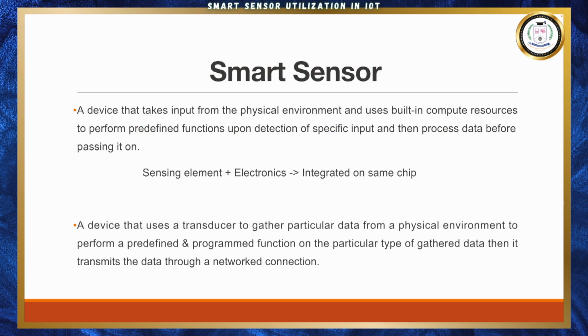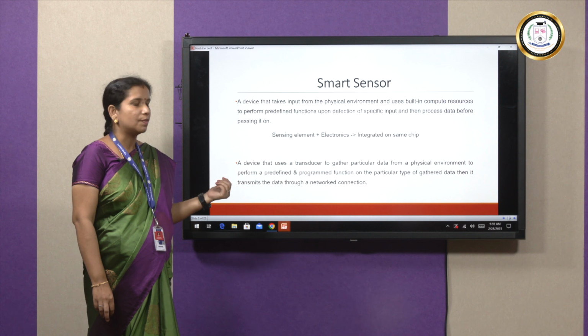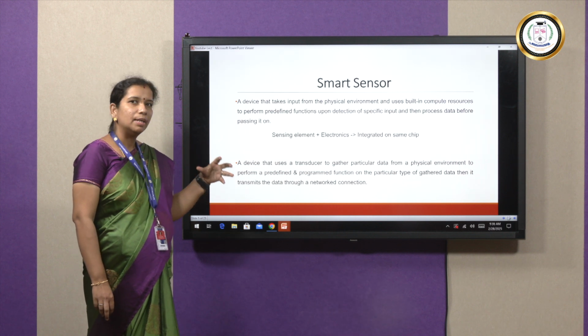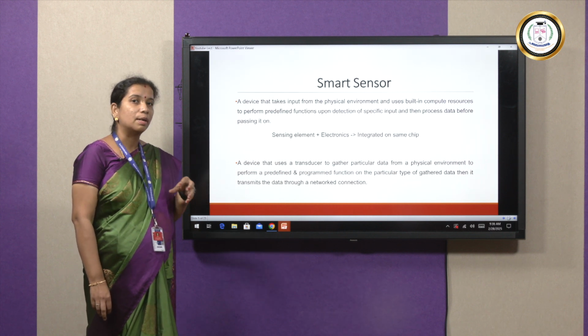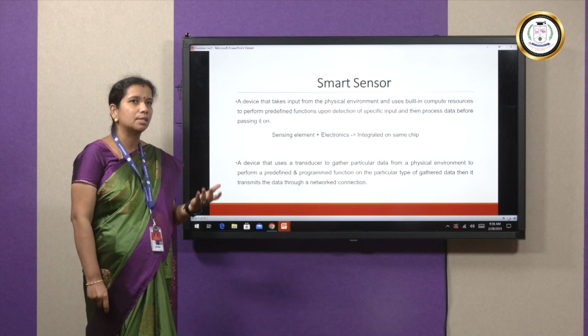Next we are going to see in detail about the smart sensor. What does a smart sensor mean? It is nothing but a device that takes input from the physical environment, and by using its built-in resources, it processes the data and produces output based on the input it receives.